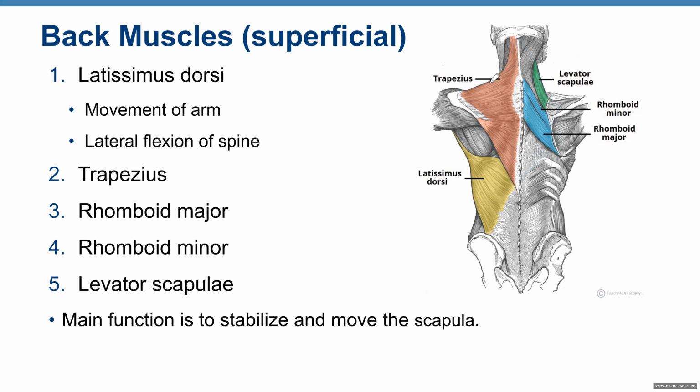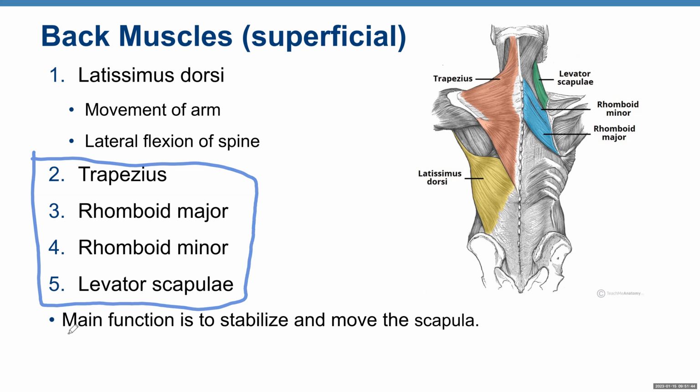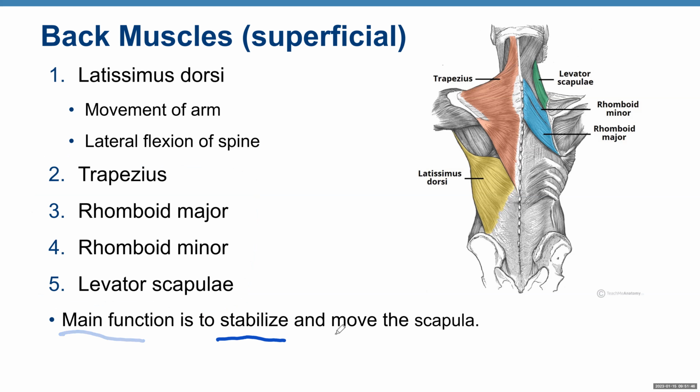Rhomboideus major, so you need to remove trapezius to find your rhomboideus major and rhomboideus minor. And here's the levator scapulae muscle that is part of neck muscle as well. Main function of these muscles, trapezius, rhomboideus major, rhomboideus minor, and levator scapulae, is to stabilize and move scapula. Now, all these muscles are inserted into scapula. If they move scapula, they insert into scapula.